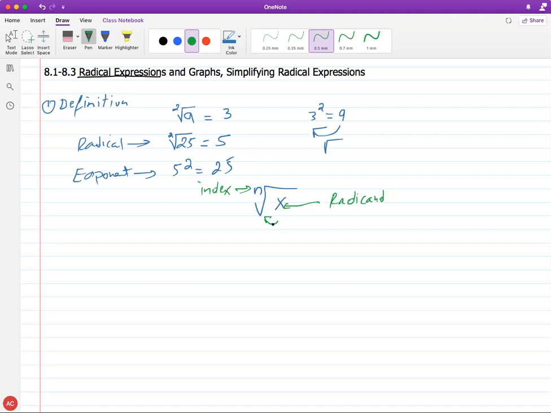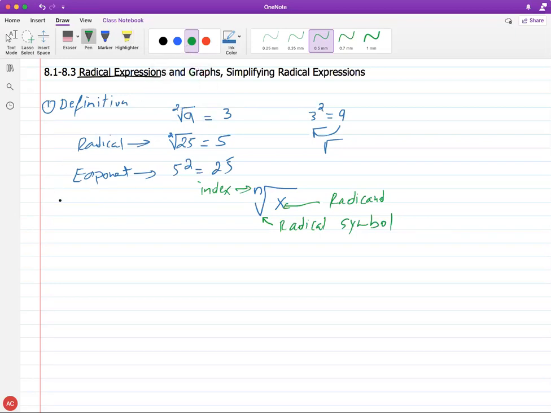And of course, this is a radical symbol. This symbol here. The index is a what, an N? Yes. Whatever number is here, for example 2, could be 3, could be anything, depending on the power. Whatever the power in the exponential expression is, that power becomes the index.